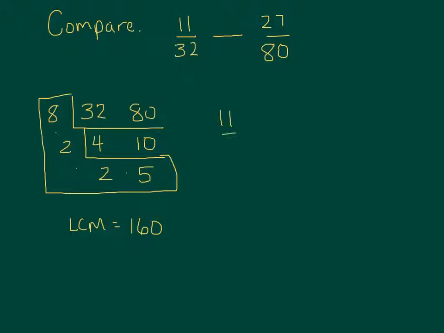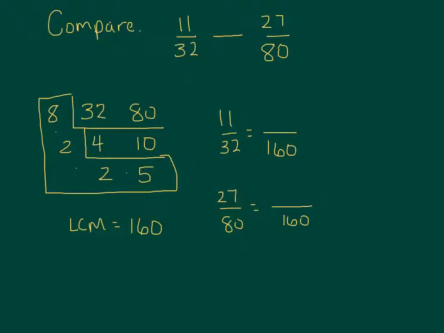So 11/32 can be changed to an equivalent fraction with 160 as the denominator, and 27/80 can also be written as a fraction with 160 as the denominator. Alright, now how do we accomplish this?